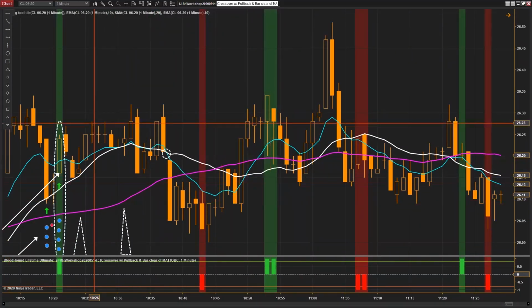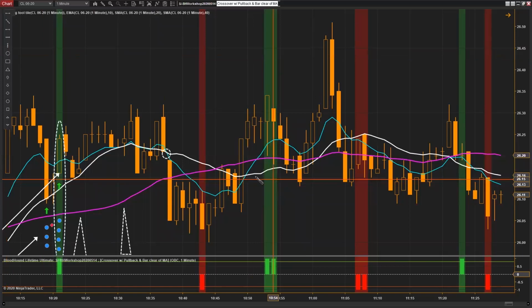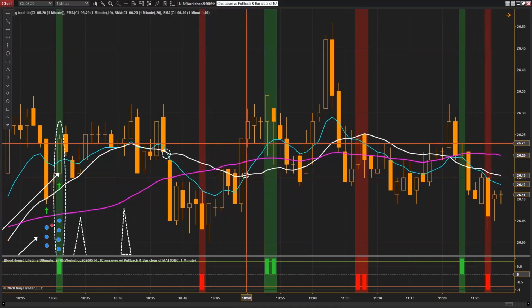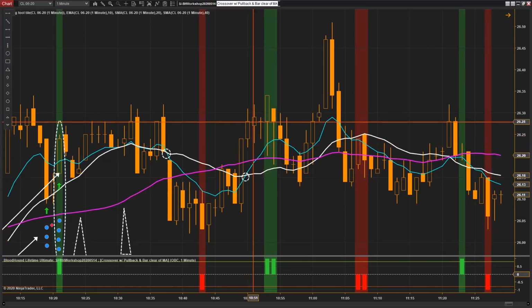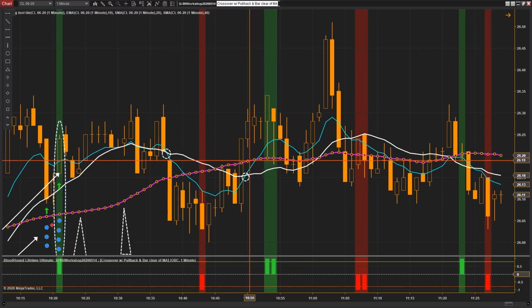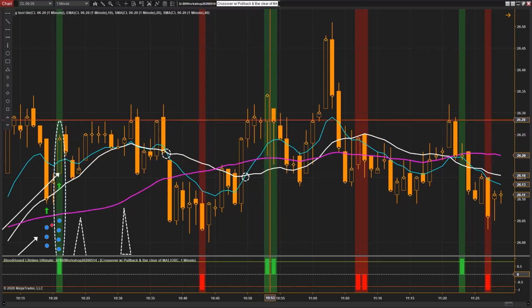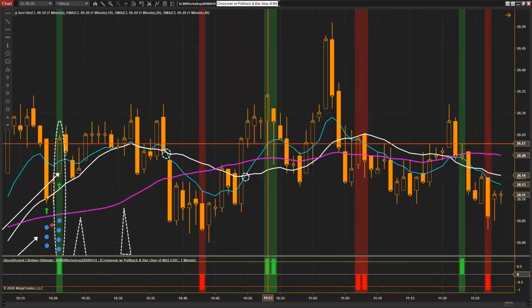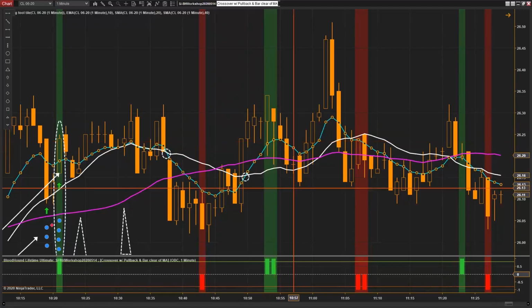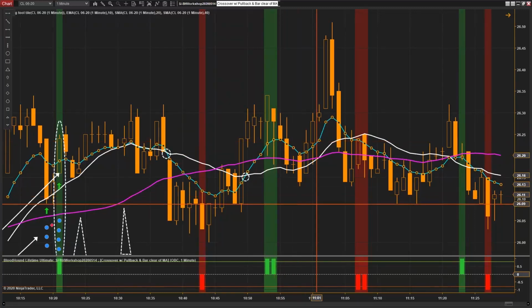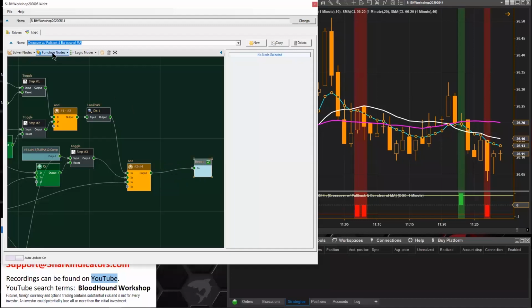And let's see. Here's our crossover. The bars are above the fast moving average. And then we get a bar that touches the fast moving average. There we go. 2 signals. So clean this up just a little bit. So we're going to grab a signal blocker.